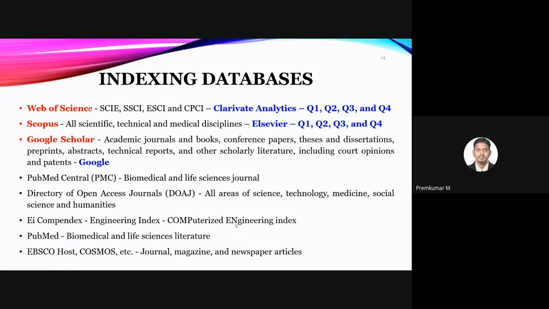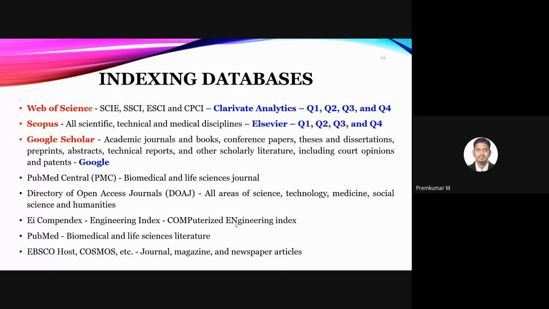In that, the topmost indexing database is Web of Science, that is your SCI indexed journal. SCI is the Science Citation Index Expanded, and SSCI is nothing but the Social Science Citation Index. These two are the quality journals. Suppose your work is related to social sciences, your paper will be indexed by SSCI. If it is all scientific papers, it will go to SCI indexing. These two are the top indexing.